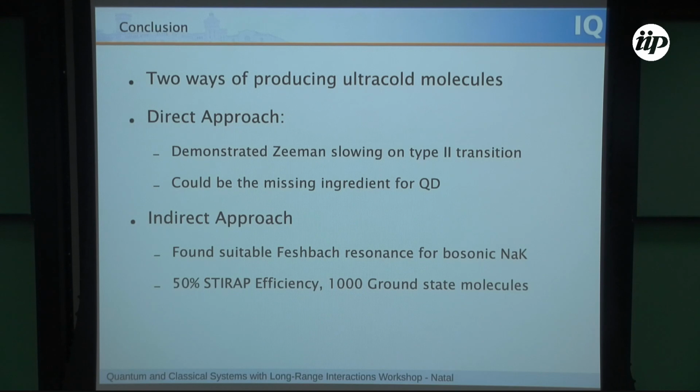They're smart. Okay, so in conclusion, I've shown you two ways of producing molecules. One was the direct approach, where we've shown that Zeeman slowing might actually be possible for molecules, which could get us into the quantum degenerate regime, hopefully. And the indirect approach, which is maybe more interesting for you for now, because it actually produces dipole-dipole interactions and molecules and stuff. Currently, we have about, well, a lower estimate of 1,000 ground state molecules. If you ask the optimistic guy in the lab, he'll say it's 10,000, but he's optimistic.